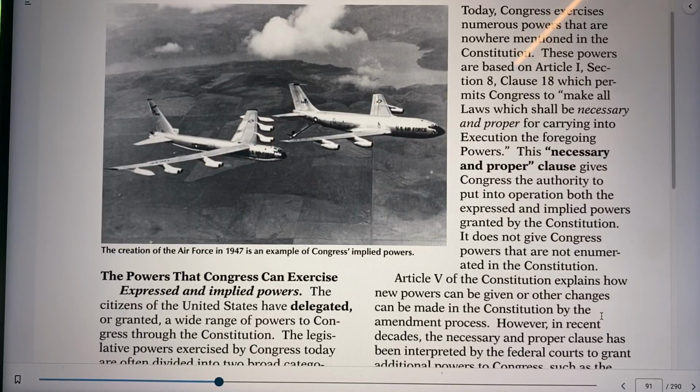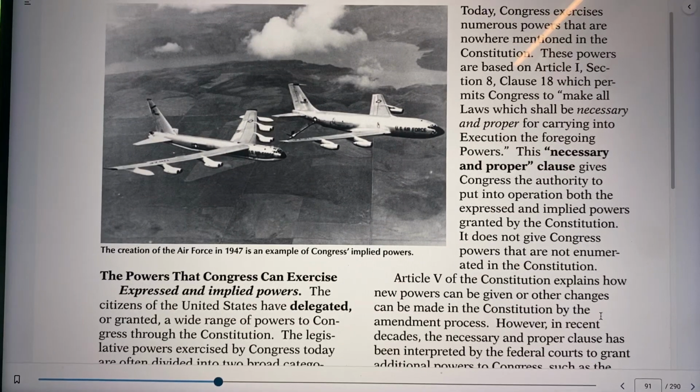So today Congress exercises numerous powers that are nowhere mentioned in the Constitution. These powers are based on Article 1, Section 8, Clause 18, which permits Congress to make all laws which shall be necessary and proper for carrying into execution the foregoing powers. This necessary and proper clause gives Congress the authority to put into operation both expressed and implied powers. So I'm just reading from your book here.